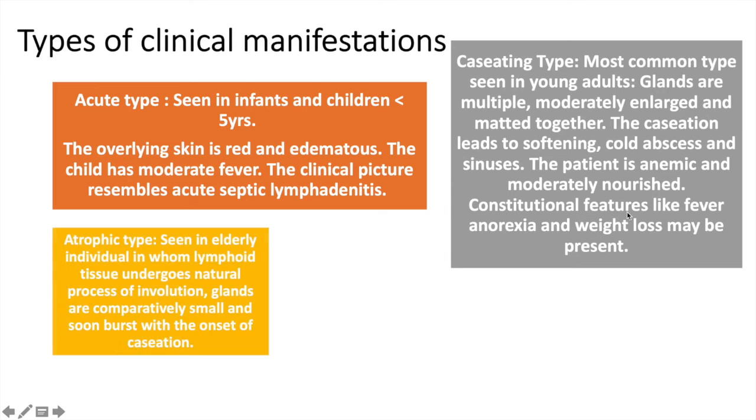Now moving on from the infants and young adults to the elderly, the picture here is a bit different. Naturally, because the lymphoid tissue undergoes involution, the glands are comparatively small, and that is why with the onset of caseation, they burst very soon.